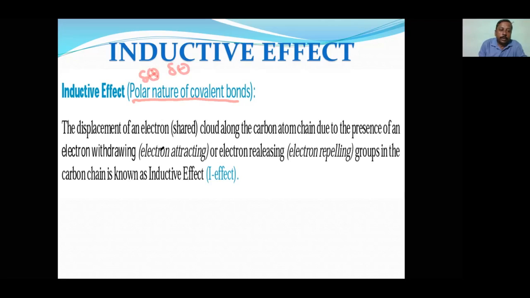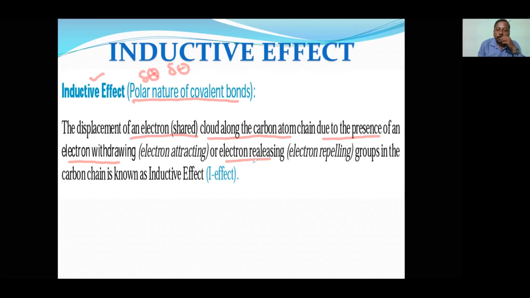So it is the displacement of an electron cloud along the carbon atom chain due to the presence of an electron withdrawing group. There are electron attracting groups and electron releasing groups. Some good person may give you electrons, some bad person may take the electrons out. In both conditions, you will get an effect that is called the inductive effect.